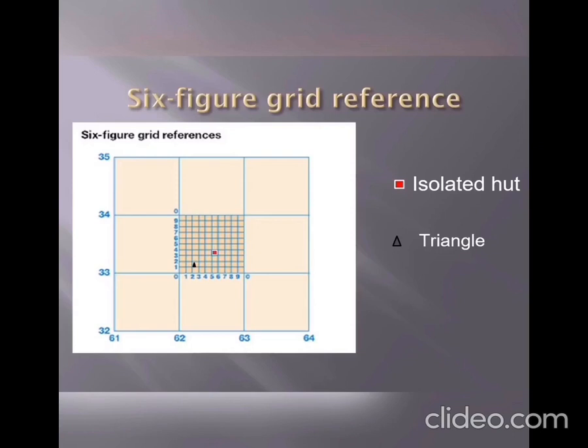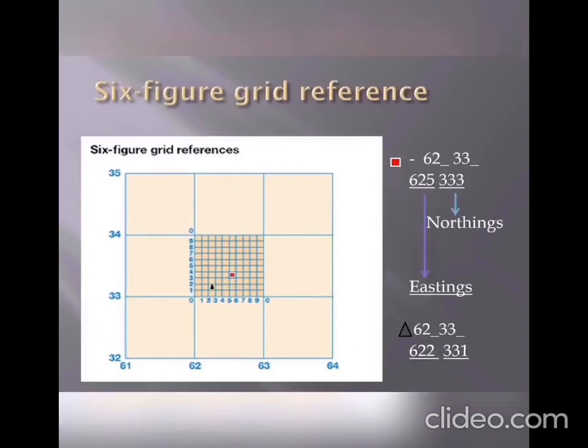Observe the given grid. We can say that the six-figure grid reference of the isolated hut and triangle are: isolated hut 625333, triangle 622331. So students, six-figure reference helps in pinpointing a place or an object on the map.